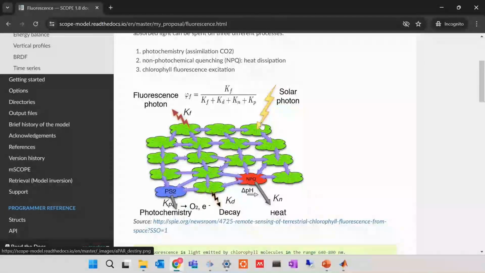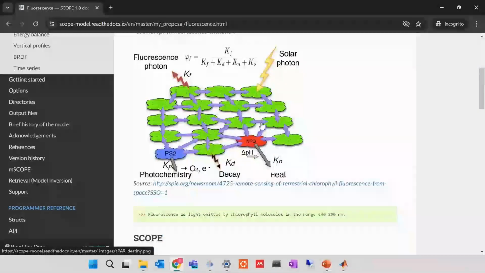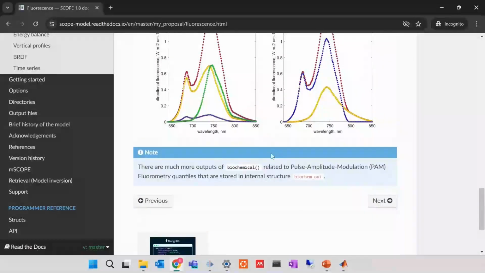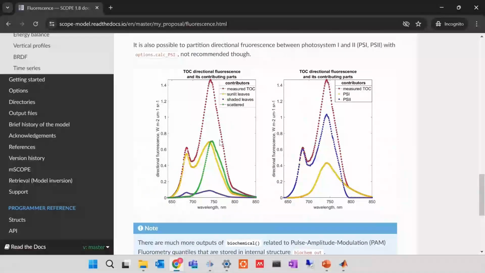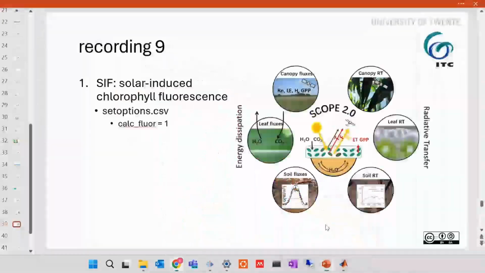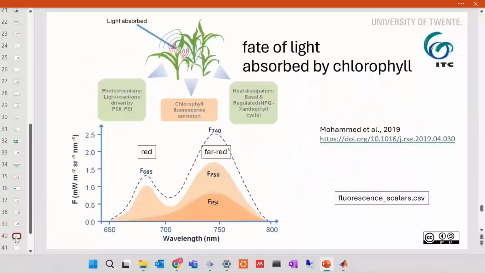So solar-induced, it can only be passive because it's induced by the sun. It's in steady state. There are applications of the SCOPE model that are also possible with PAM data, but the spectra that we'll see and will now plot and produce are related to passive solar-induced fluorescence. With that, first I would like to give you some background. The story goes like this.